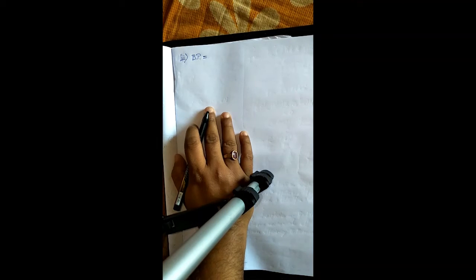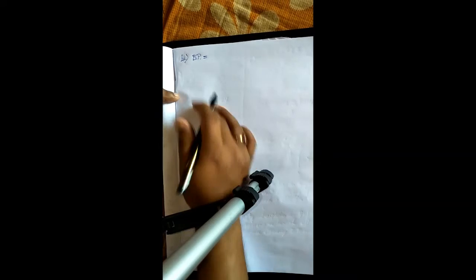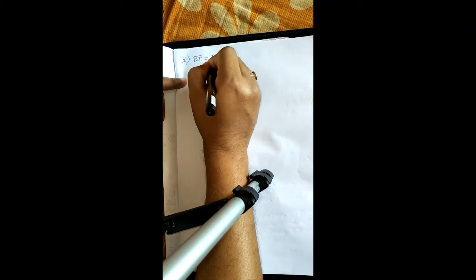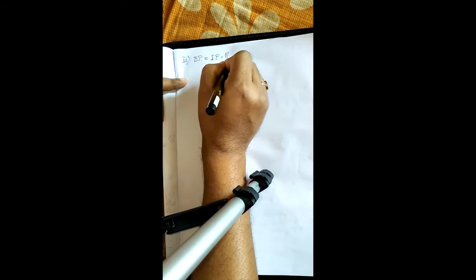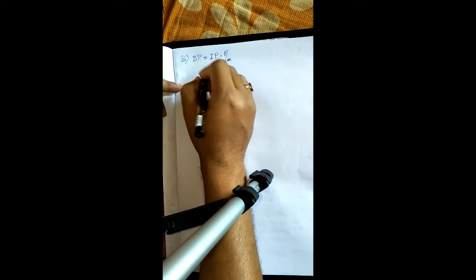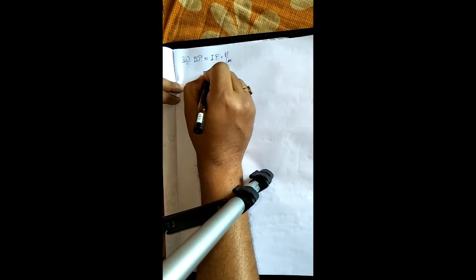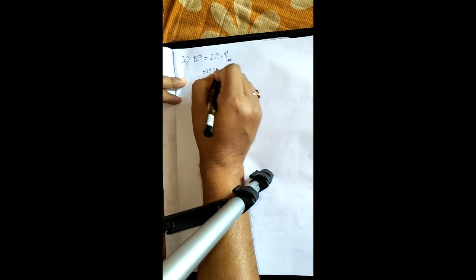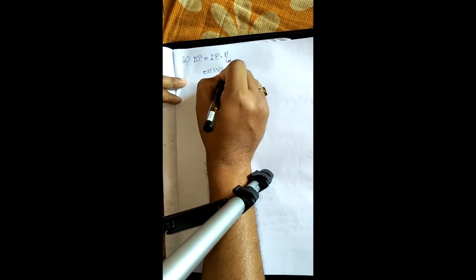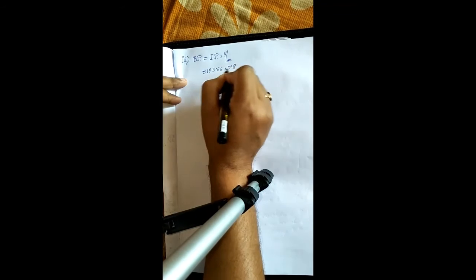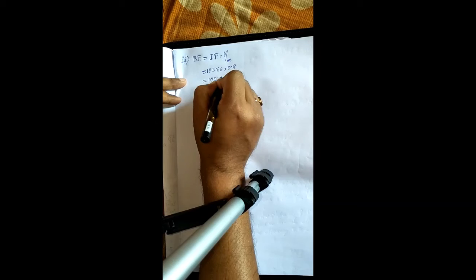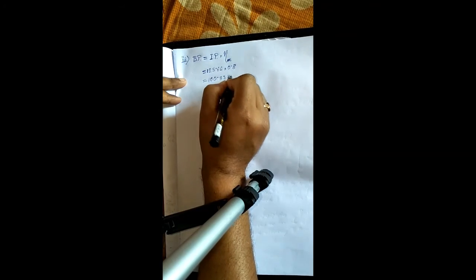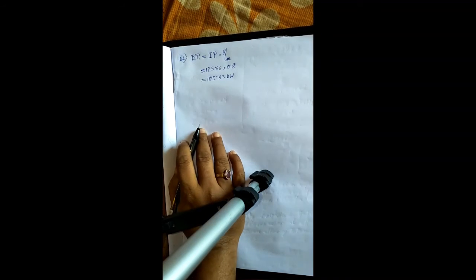So the brake power formula is indicated power into the mechanical efficiency. The indicated power value is 125.66 kilowatt into mechanical efficiency of 80%, so 0.8. So that becomes 100.53 kilowatt. This is the value of brake power.